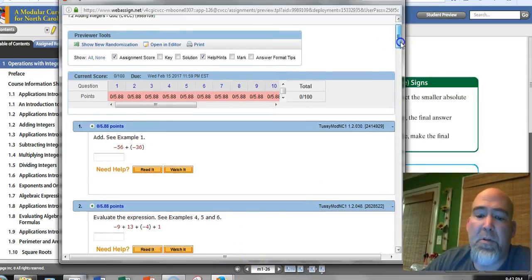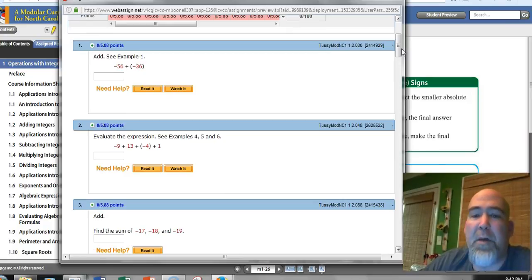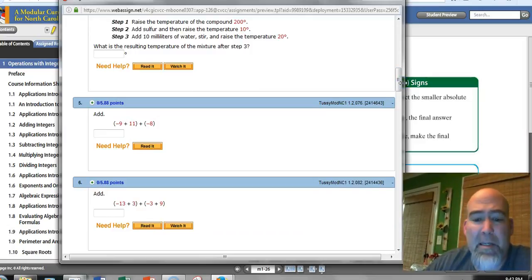So just a couple problems to look at, and I'm going to do a supplement for this one. So like number 1. If I have negative 56 plus negative 36, the signs are the same. So I just add the numbers up and keep the same sign. Next one I want to look at is number 8.